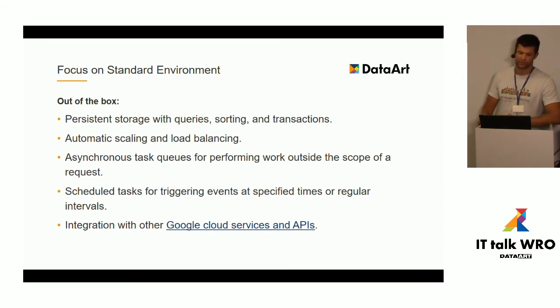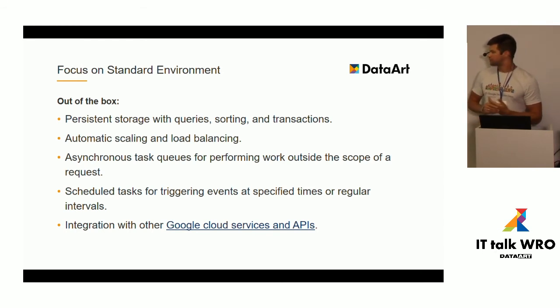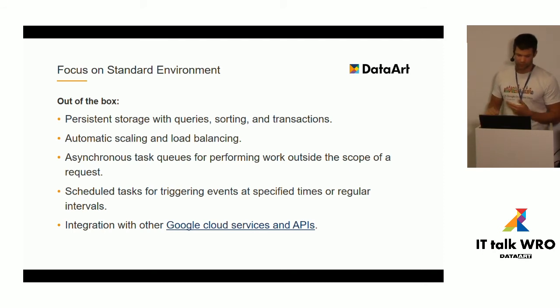Let's now focus on the standard environment. Out of the box, we have persistent storage with queries, sorting, and transactions, both NoSQL and SQL. We have automatic scaling and load balancing. We can make our services communicate asynchronously with the use of task queues, and we can schedule our tasks like we usually do with Cron in AppEngine. And we have integration with other Google Cloud services and APIs.